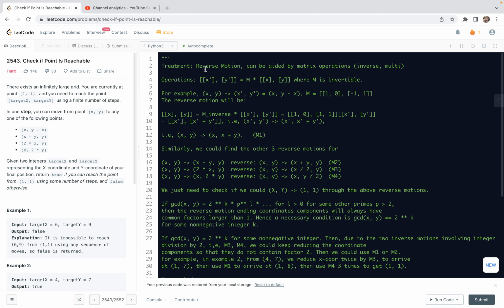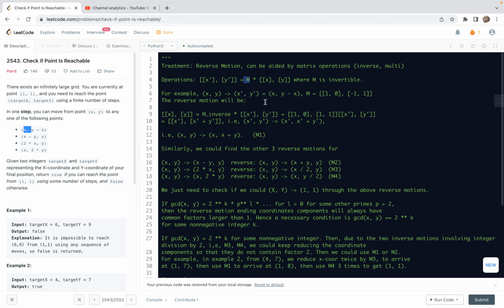With that said, I guess we are ready to do the analysis. For this analysis, if you know some mathematics, that would be very easy. The treatment is based on reverse motion, and we can explain this by matrix multiplication and matrix inverse. Here I'll write the end position using x prime, y prime, which is a column vector. This is the end position, and this is the start position (x, y).